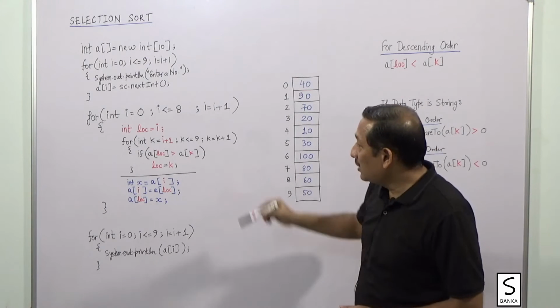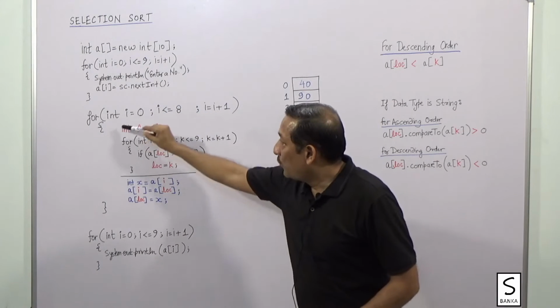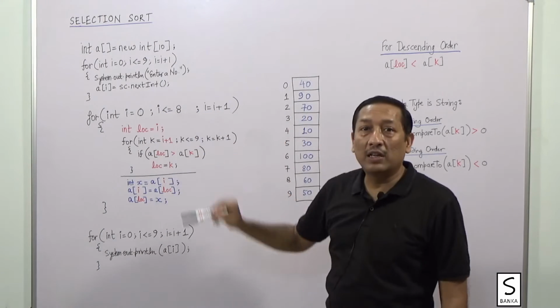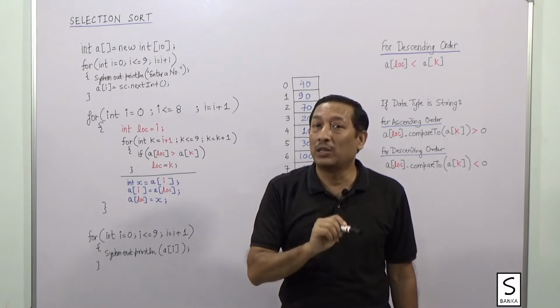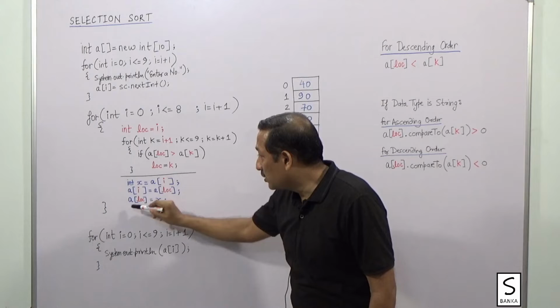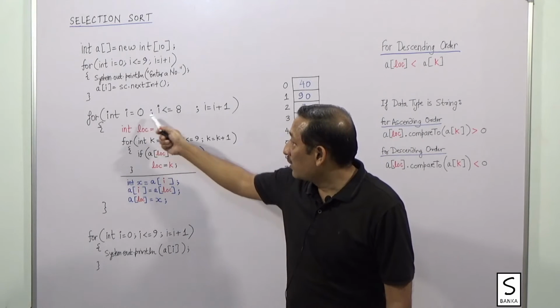So you can see there are two parts here. The first part is the part whose purpose is to find the location of the smallest data in the array. And obviously this part is the part where we will do the swapping. The outer loop you see is starting from 0 to 8.